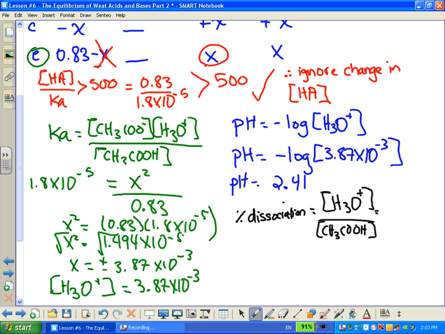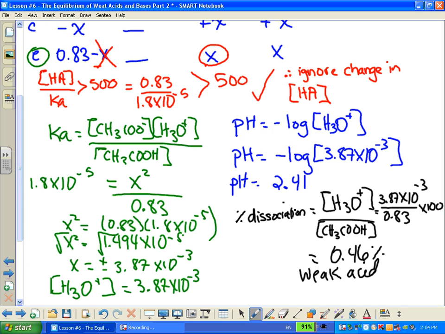So if we substitute our values in, our H3O plus is 3.87 times 10 to the negative 3. We're going to divide that by 0.83. Sorry, we're also going to times by 100 so we can get a percentage. You put that in your calculator and you end up with a value of 0.46%, which is less than 1%, which tells us that this is a weak acid.